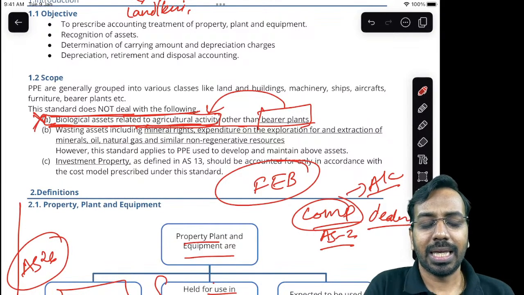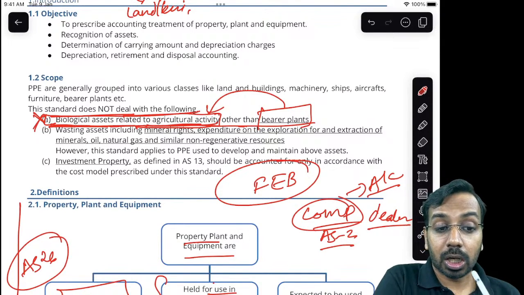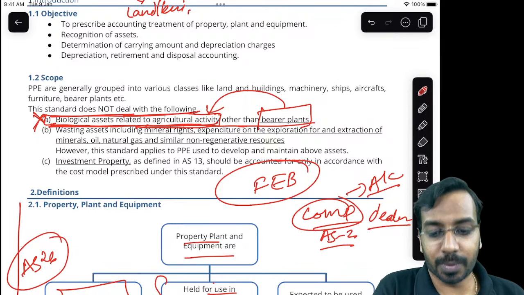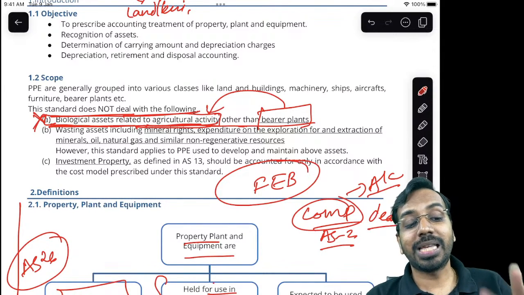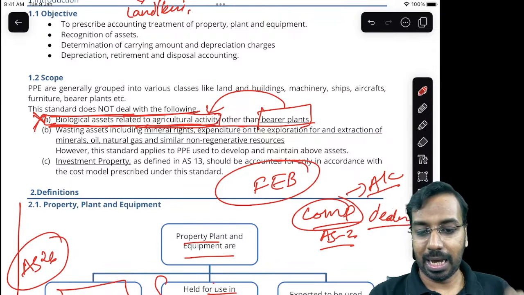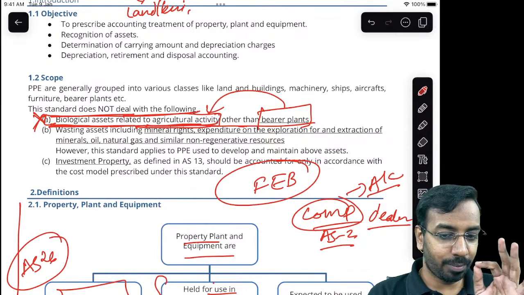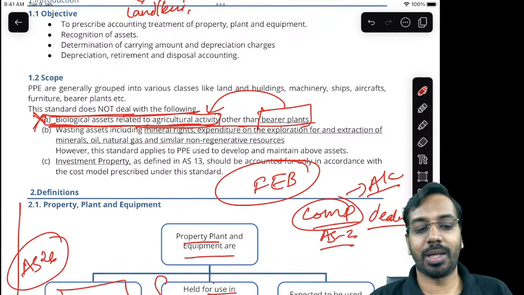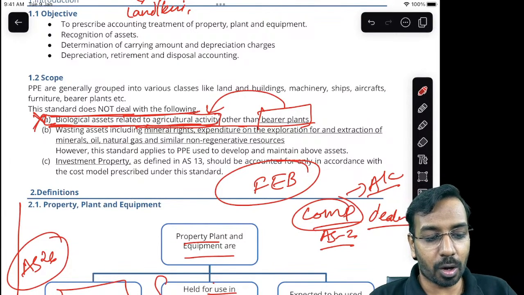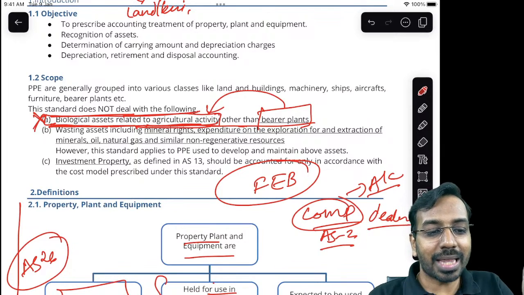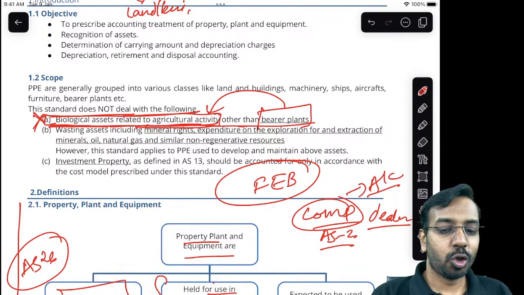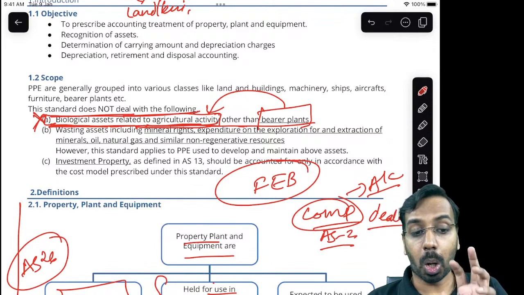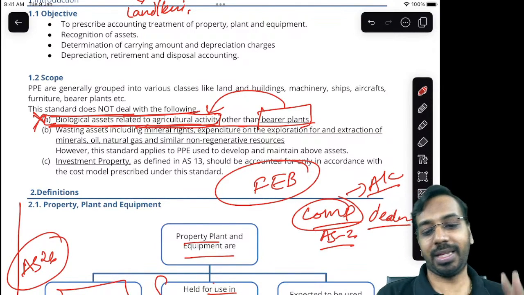But tell me one thing, if I have a dog, and the work of that dog is for security purpose, I have purchased a dog to safeguard my office premises. Now, this is a very important question. If you have understood this part of the definition, you have understood properly. If I have a dog for my office security purpose, will that dog be considered property, plant and equipment under AS10, or is it outside the scope of AS10?